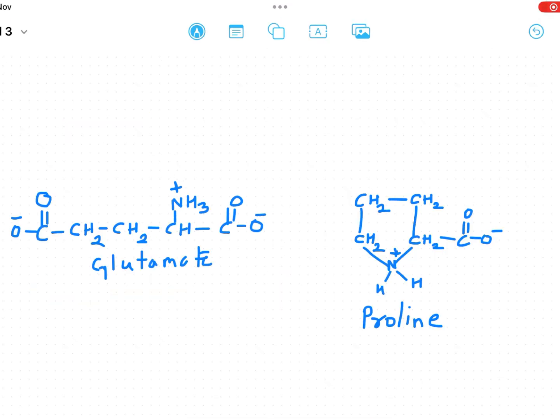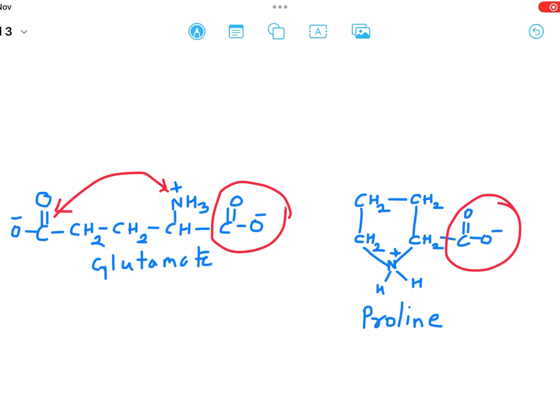Now, if you look at the structure of glutamate and proline, as I mentioned earlier, proline is the cyclized derivative of glutamate. If I connect the glutamate from the carbon and the amino group and cyclize it, then I will get the proline structure, and the carboxylate group, which is here, you can see is present on the side of the ring.